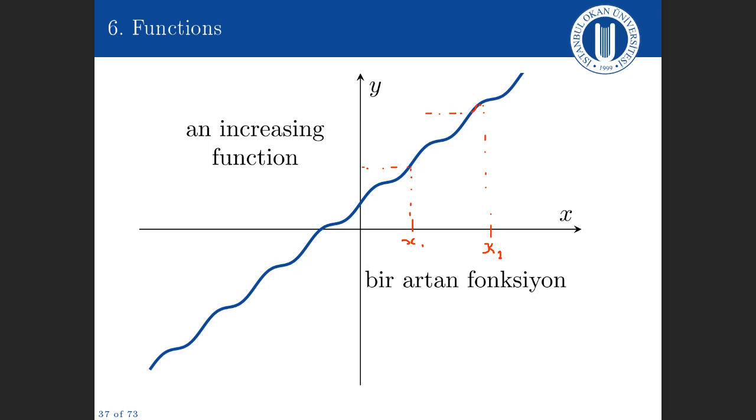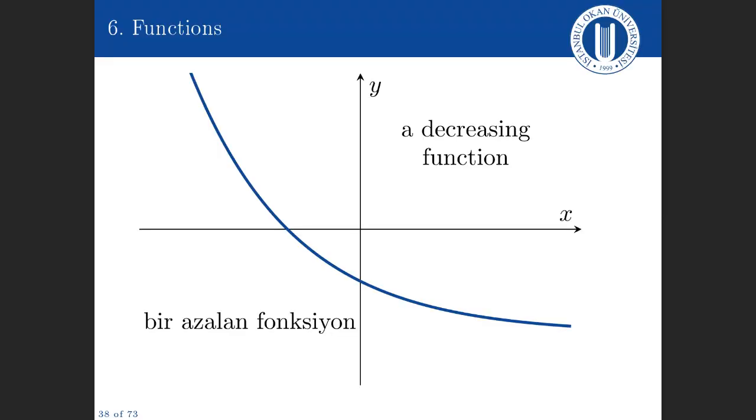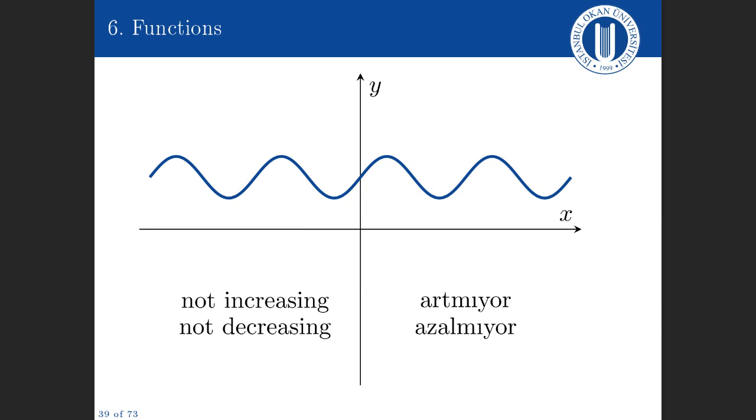And it doesn't matter where we choose x1 and where we choose x2, as long as x2 is bigger than x1. We always have that the function at x2 is bigger than the function at x1. This is a decreasing function, a function which is always going downwards as we move from left to right. This function goes up, down, up, down, up, down, up, down. This function is not increasing and it's not decreasing.